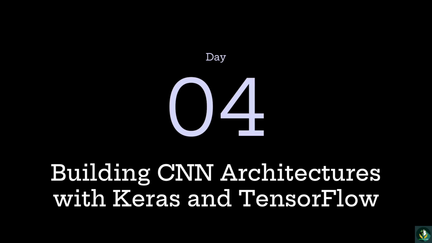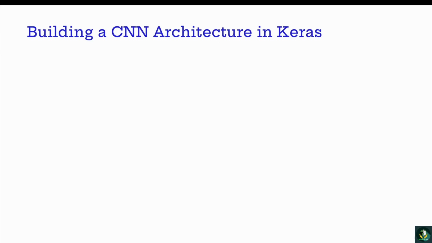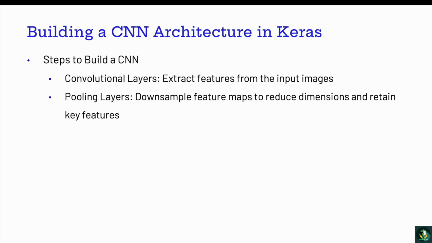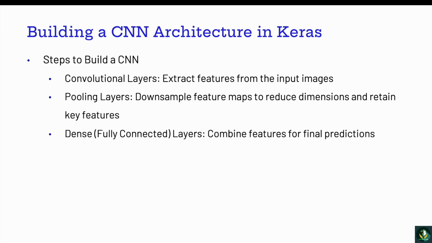Day 4, Building CNN Architecture with Keras and TensorFlow. Today, we're going to jump into building a CNN architecture in Keras. Now, steps to build a CNN include first building convolutional layers, which extract features from the input images. Next, pooling layers, where we downsample feature maps to reduce dimensions and retain key features. Next, dense, which is fully connected layers, combine features for final predictions.